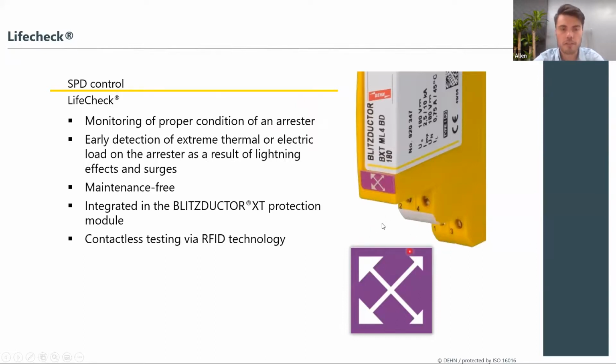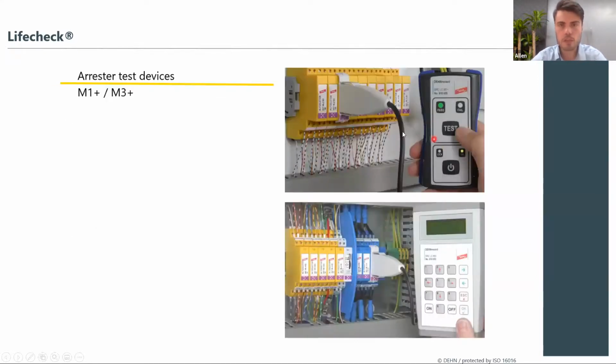This uses an RFID chip, which is installed in the module. With our DEHNguard, you can monitor to check if the SPD is still functional or not. The test is quite easy. You have a pass and fail light. You connect the protection module as in the image, and you press test, and depending on the information received from the RFID chip, you can see if the SPD has actually failed or not.